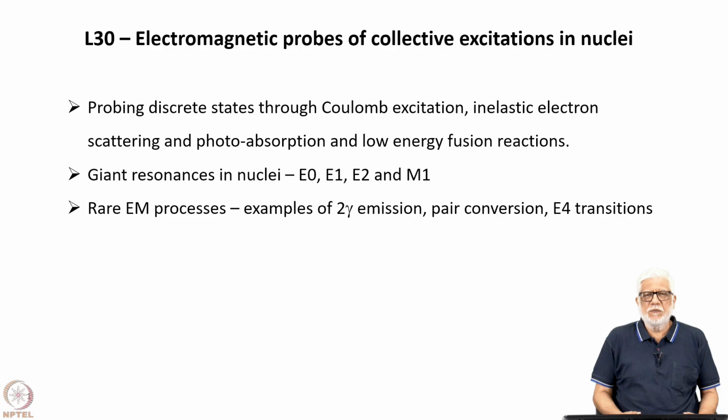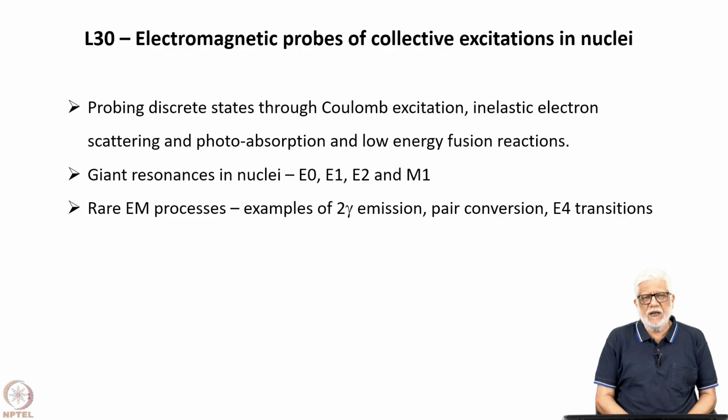The other way we look at these collective excitations is so-called giant resonances in nuclei, and they are of the electric type and the magnetic type. So we have E0, E1, E2, and then M1 and so on. And of course, they also have isospins, so there are isoscalar transitions, isovector transitions, and so on.